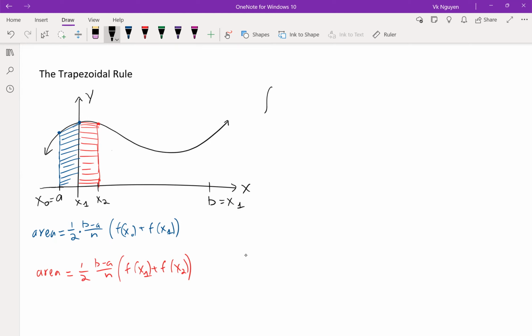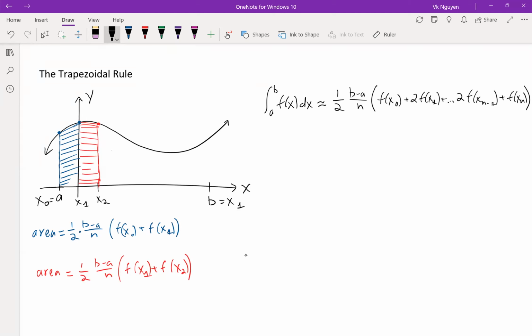And the integral from a to b of f(x) dx is approximately half of (b minus a) over n multiplied by f(x sub 0) plus, we have 2 copies of x sub 1, 2f(x sub 1), plus dot dot dot, 2 copies of f(x sub n minus 1), and plus f(x sub n). Wow, it's pretty cool.